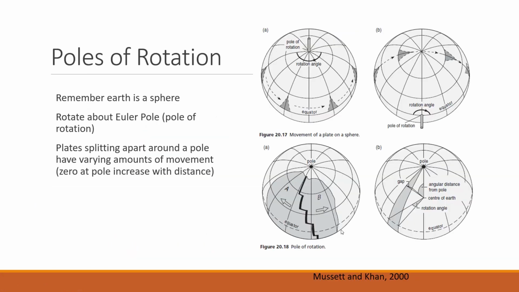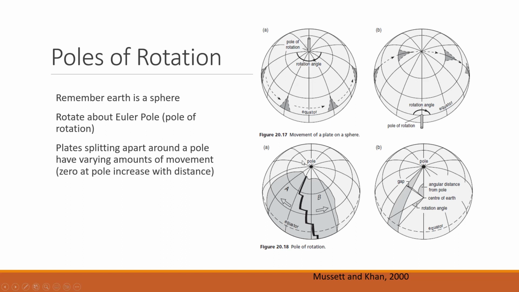So how does all this come together? It comes together through things called poles of rotation. The Earth is a sphere, so we will rotate about what's called an Euler pole or a pole of rotation. So if we say that the pole of rotation, it doesn't have to be, but for this example, we're going to say it's at the North Pole, and we can rotate about that central location. As our plates are splitting apart, they're going to be splitting apart around a pole. The closer they are to the pole, the less movement they have. The further away, the more they break apart, which also explains these offsets, our transform boundaries.